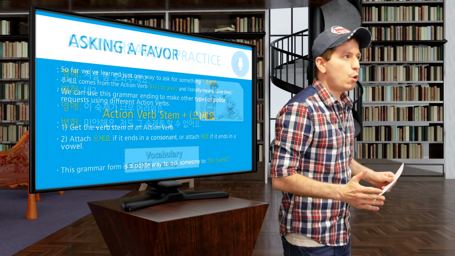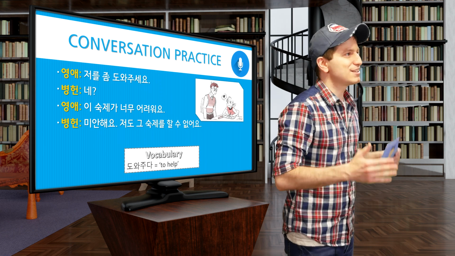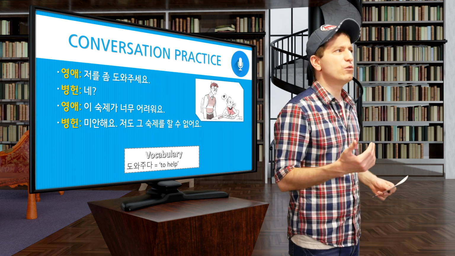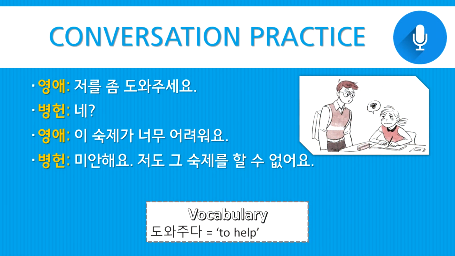So let's do a quick conversation practice using this principle before we go over any more examples. First, 영애 says, 저를 좀 도와주세요. Here this means help me from 도와주다. 좀, a little bit, or just a softer way of saying help me. So, could you help me a bit?